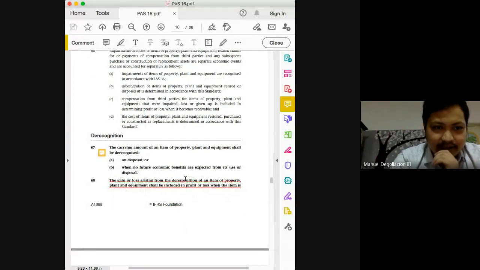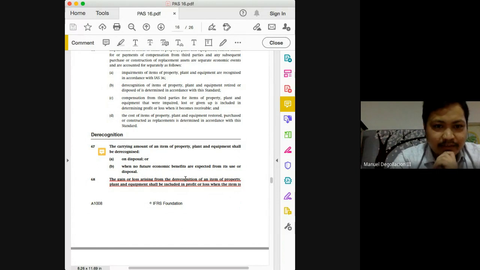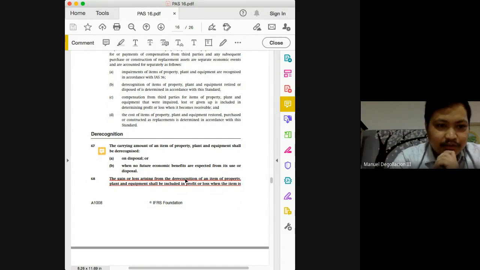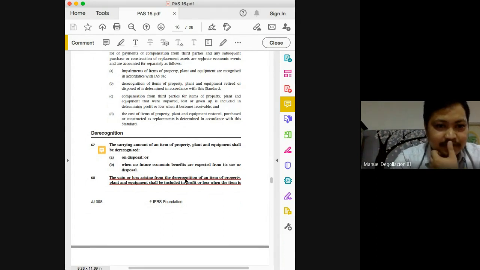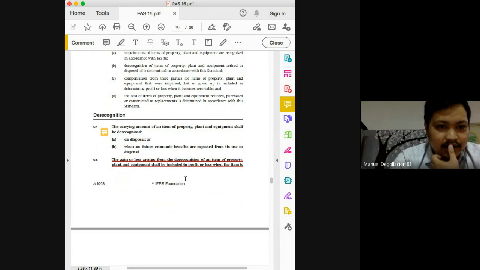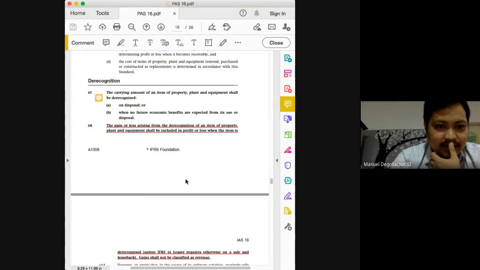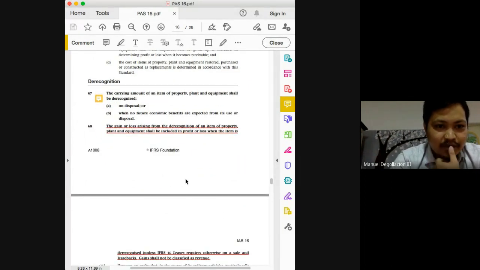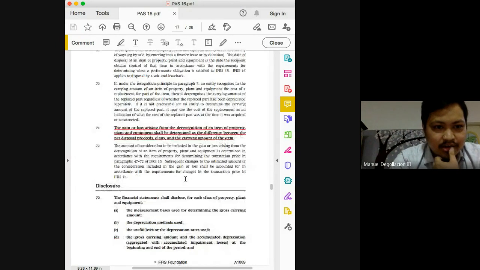We are now at the end. The carrying amount of an item of PPE is to be derecognized on disposal or when there is no more future economic benefit expected from the use of the asset. And last takeaway, what do you do with the gain or loss on the disposal? It is to be reported in your profit or loss.